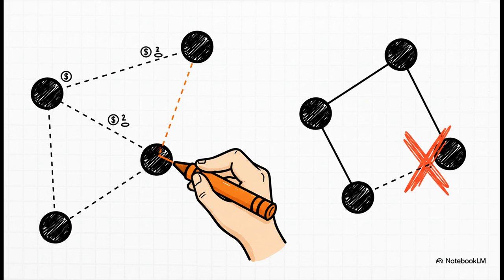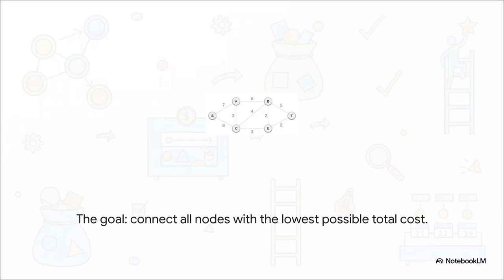Now the rule changes, but the core philosophy is exactly the same. Our new greedy rule is this: always add the connection, or what we call an edge, that has the lowest cost. There's just one tiny catch: we're not allowed to create a closed loop or a circuit. So here's our network map. Each one of those circles is a point, or a node, and the number on each line is the cost to connect them. The goal is super simple. Connect every single node together, but do it for the absolute lowest total cost possible.